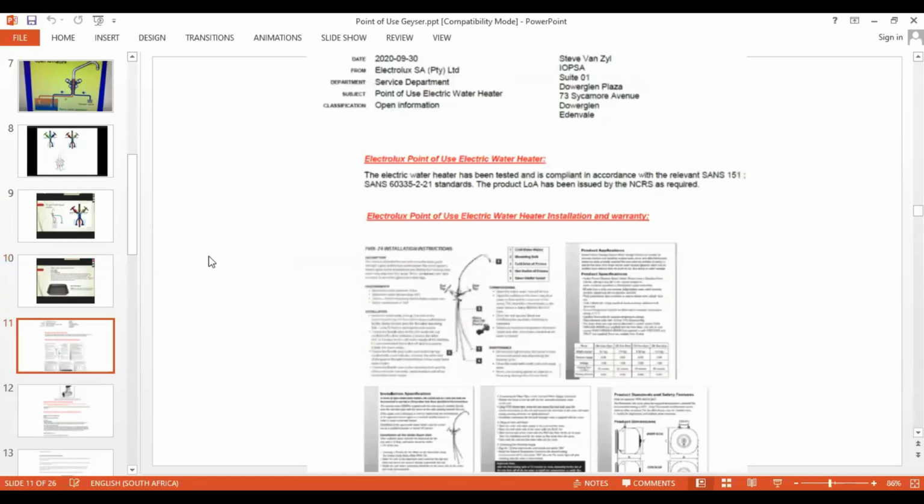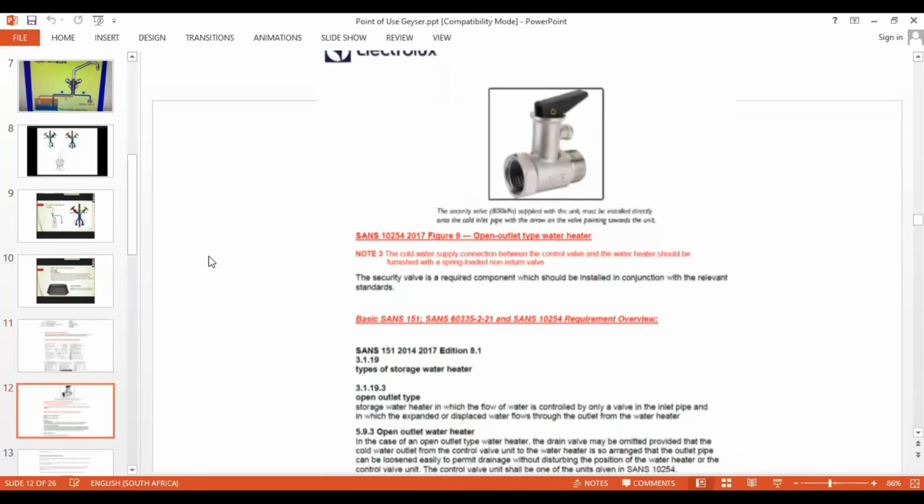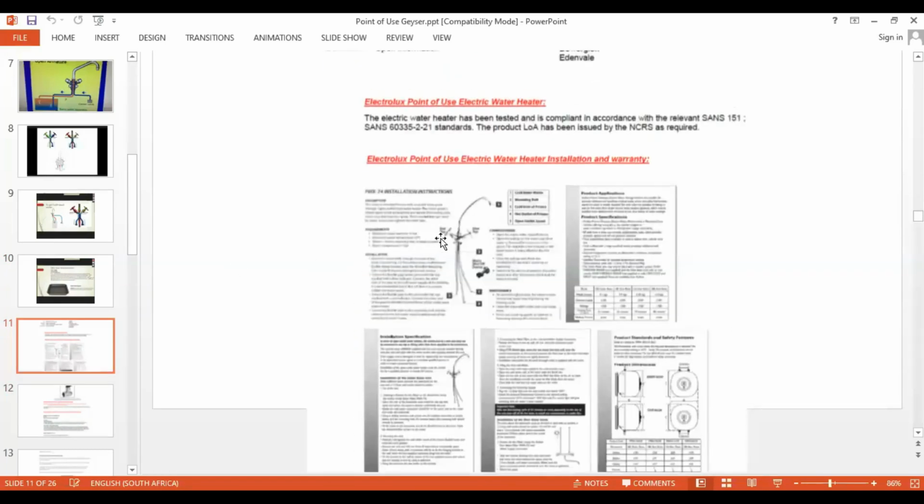This is a letter from Electrolux, and it specifically explains that it is a point of use electric heater, and it must be installed according to that. And you will see the picture. If you look at the Quickot one, they have two handles and you will see your three nozzles. It is vitally important that you follow this.